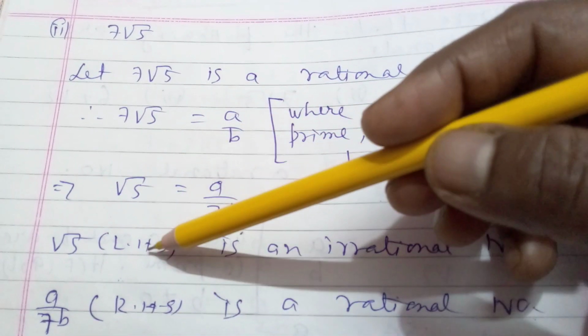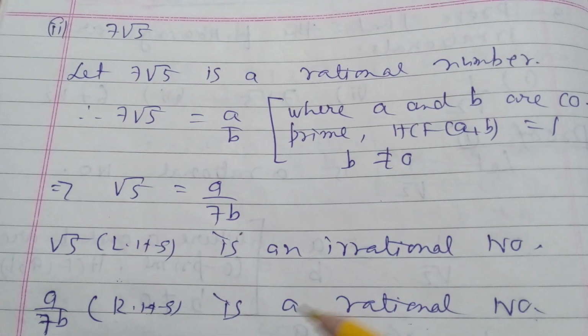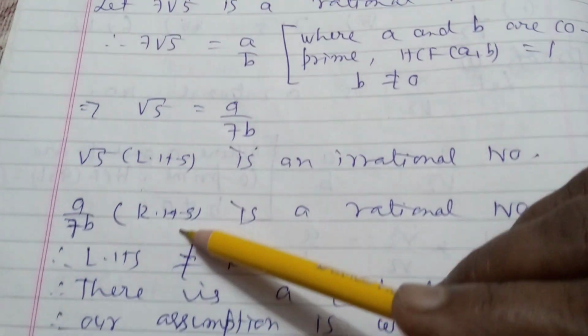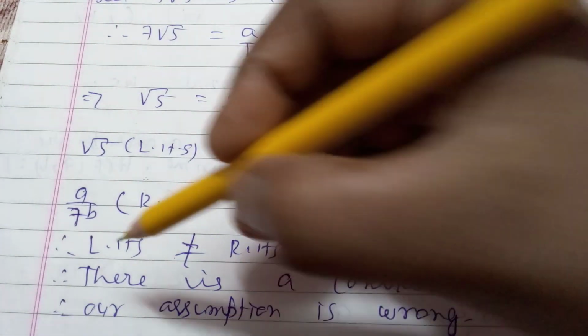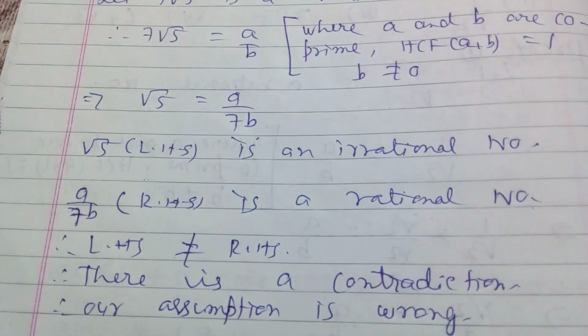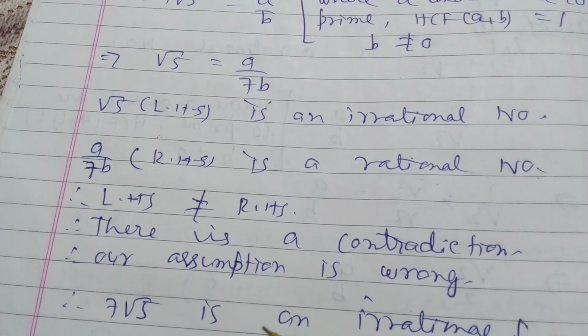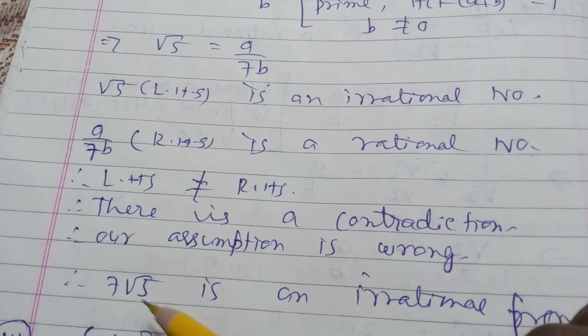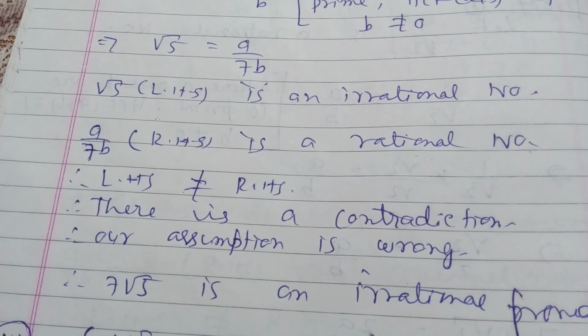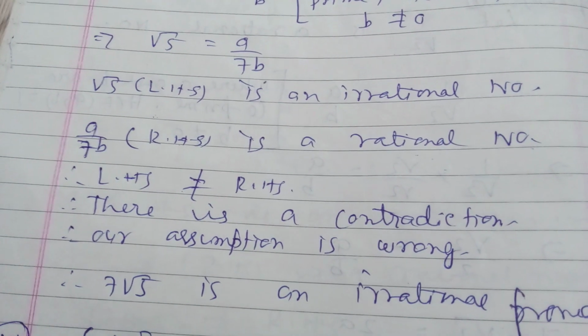And root 5, that is the left hand side, is an irrational number, but a by 7b, the right hand side, is a rational number. So left hand side is not equal to right hand side. So there is a contradiction. Our assumption is wrong. So what is the correct proof? Now 7 root 5 is an irrational number.